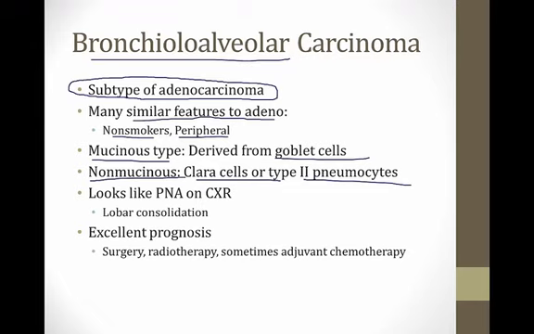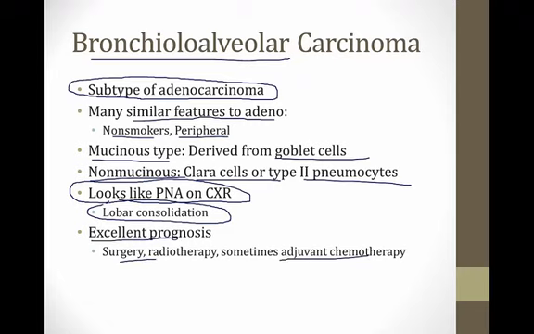And a key thing to know about this cancer is it looks like a pneumonia on chest x-ray. So these patients will have a whiteout in one lobe of their lung. It looks like lobar consolidation. And these have an excellent prognosis. So surgery, radiotherapy, and sometimes adjuvant chemo often cures the cancer.